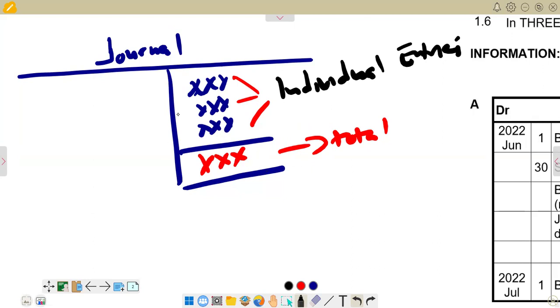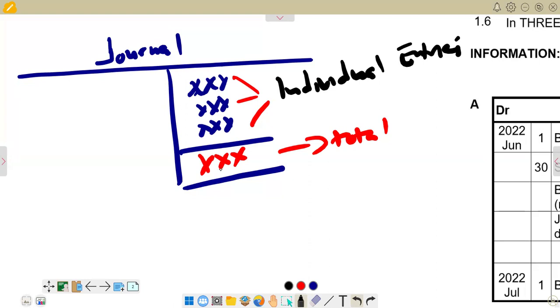So what does it mean? It means that if an error has been made on the individual entries in the journals, it's going to affect the total. So it's going to affect the control, and it also affects the individual debtors accounts, which is the list of balances. So if an error has been made in entering the individual debtors entries that we have made in the journals, it's going to affect both the control and the list of debtors.